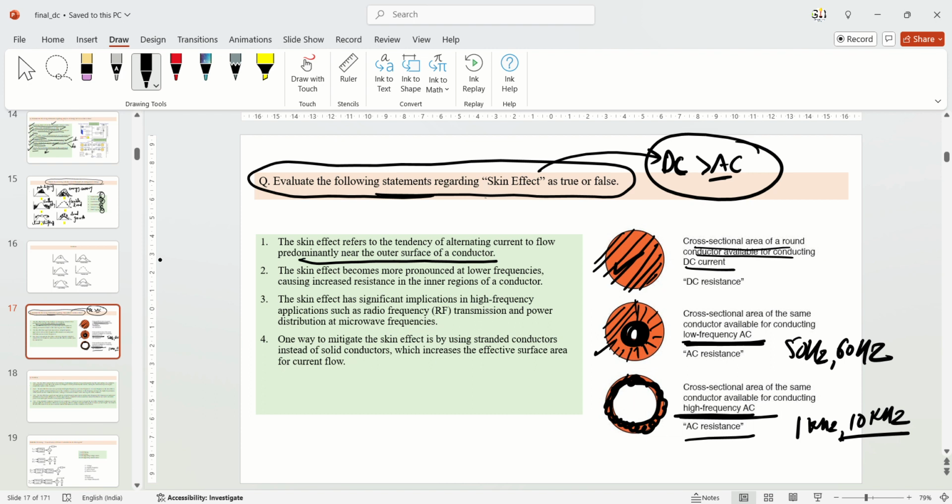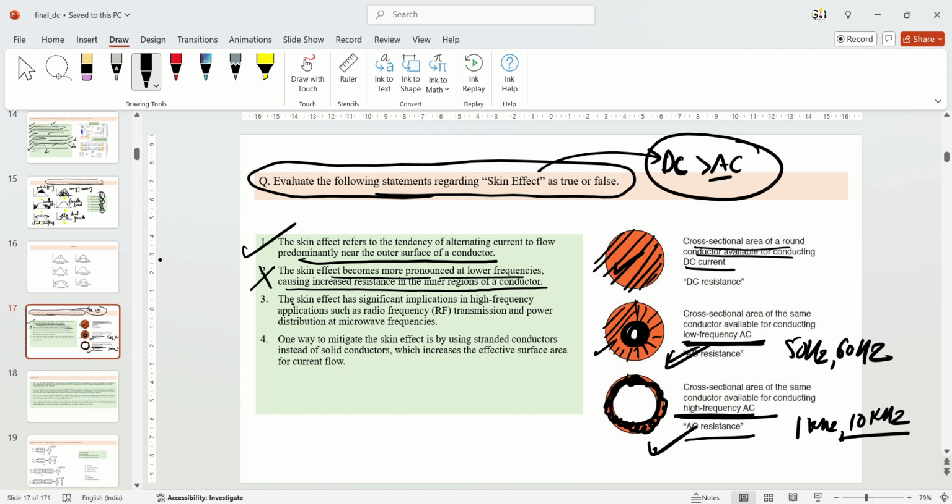Okay. So the first statement is true. Second statement is telling that the skin effect becomes more prominent at a lower frequency, causing the increased resistance in the inner region of the conductor. That is false. Why? Because the skin effect is prominent at the high frequency, not at the lower frequency. So the second statement is false.